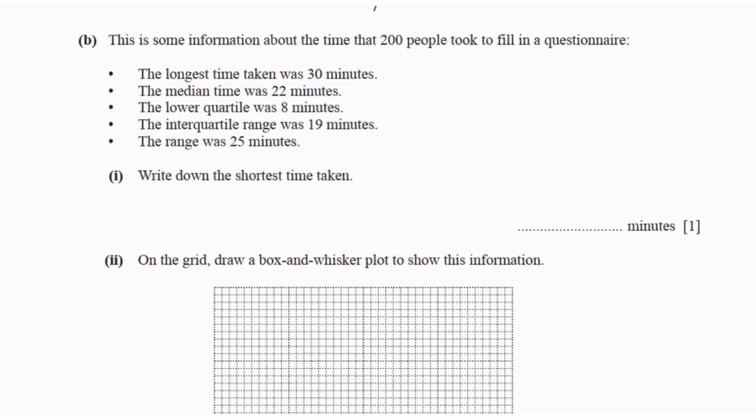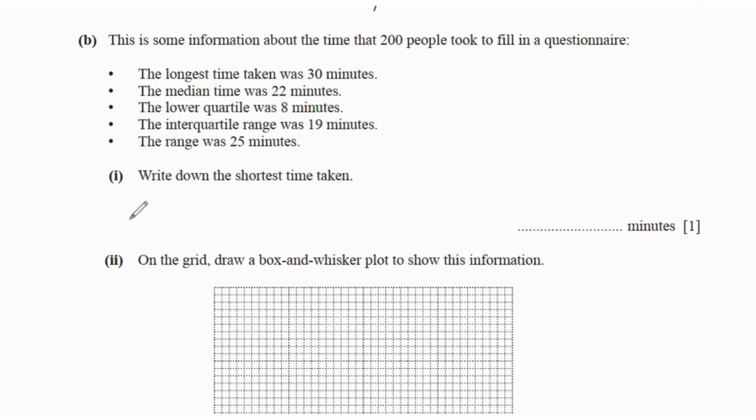Part B says there's some information about the time that 200 people took to fill a questionnaire. The longest time was 30 minutes. The median was 22 minutes. The lower quartile was 8 minutes. The interquartile range was 19 minutes. And the range was 25 minutes. Write down the shortest time taken.